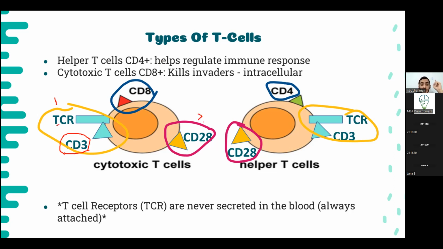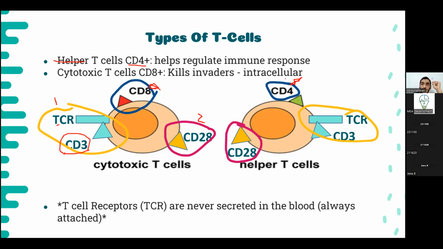It has a CD8 or CD4, and this is where the difference occurs. If it was a helper T cell, you're going to have a CD4. If it was a killer T cell, you're going to have CD8. Okay. So helper T cell is a CD4. What does helper T cell do? It helps regulate the immune response.